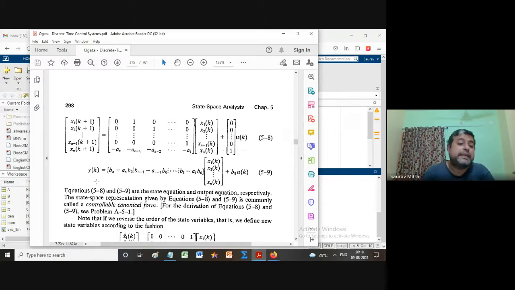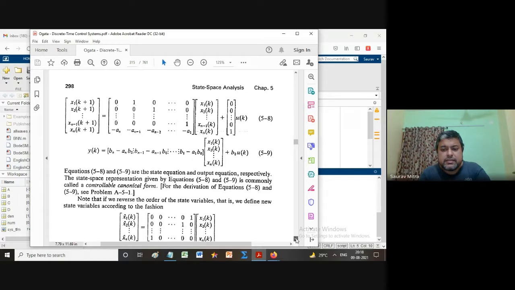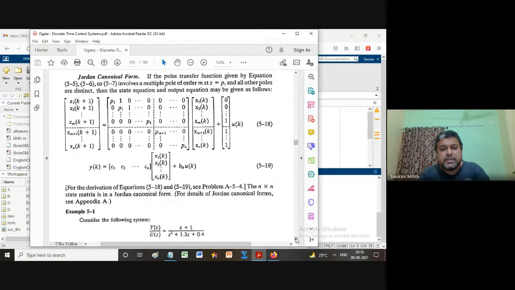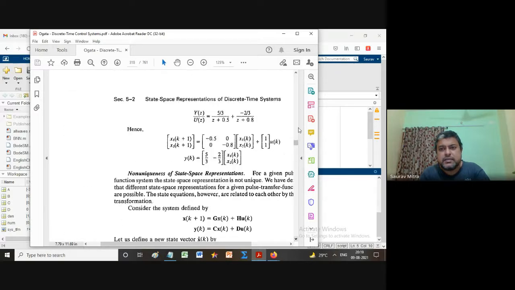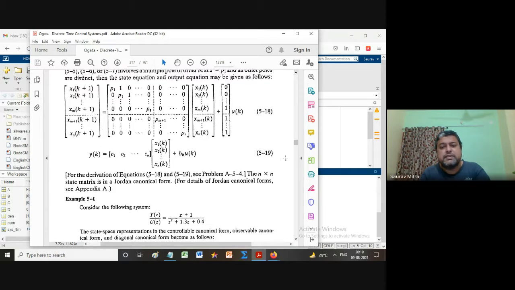And how to calculate yk? Okay, whatever is the C matrix, this is calculated as bn minus an b0, bn minus 1 minus an minus 1 b0, likewise. So this is something I will solve as a numerical and give it to you, or there is a numerical here only, in the fourth or fifth page. I'll show you that. You'll understand how it is. So it's a very simple small numerical. It looks only big.